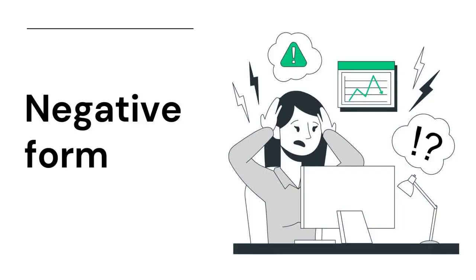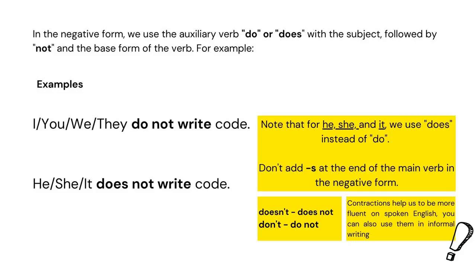Now we are going to go over the negative form. In the negative form, we use the auxiliary verb do or does with the subject followed by not and the base form of the verb. For example, I do not write code, he does not write code. If you notice, when using he, she, or it, we use does.